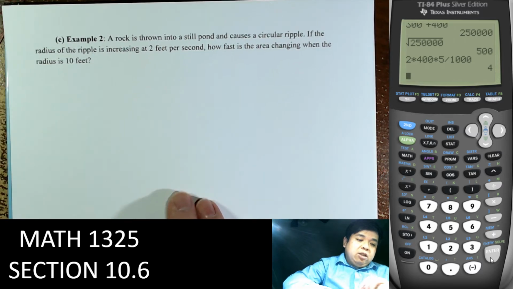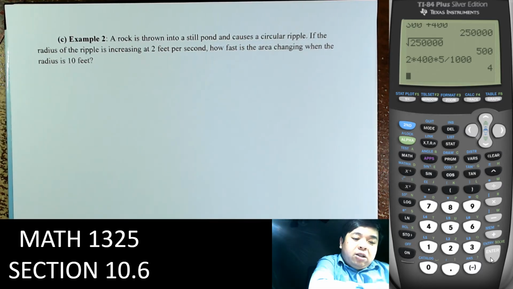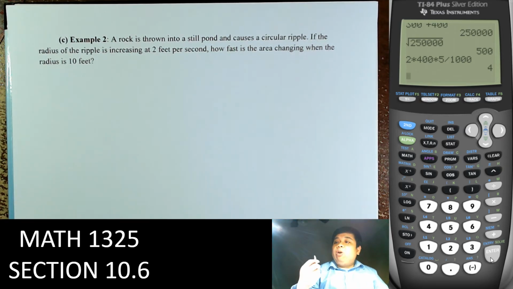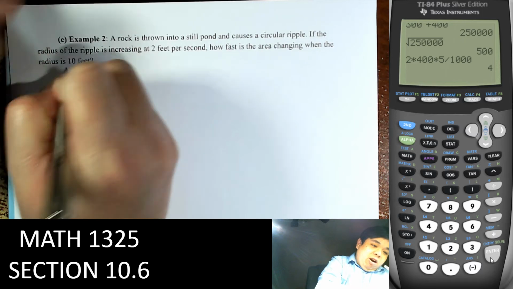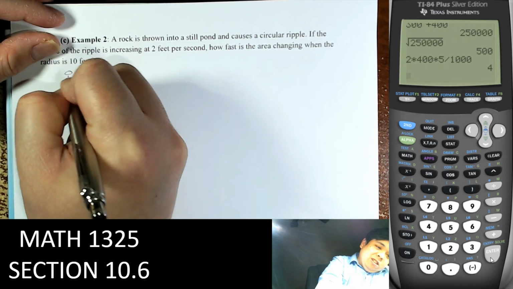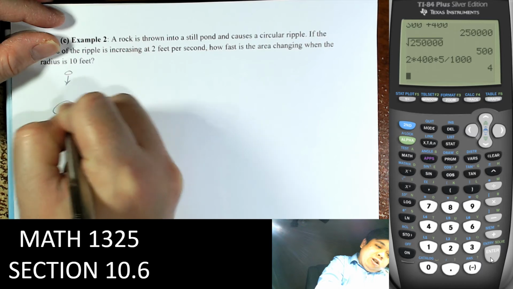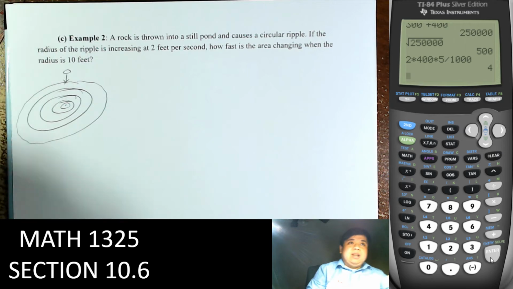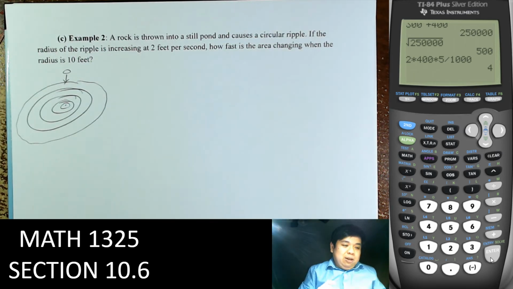A rock is thrown into a still pond, causing a circular ripple. If the radius of the ripple is increasing at 2 feet per second, how fast is the area changing when the radius is 10 feet? So I'm trying to draw in 3 dimensions here. If you drop a rock into a still pond, it will cause the circular ripple. Okay, so that is a perfect circle, but that in 3D shows like that. So the rock causes the ripple.